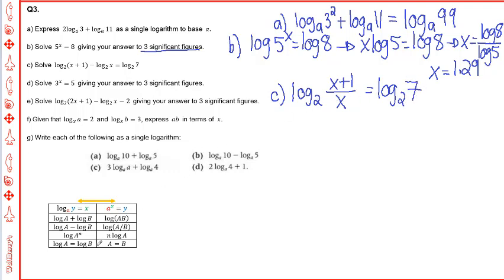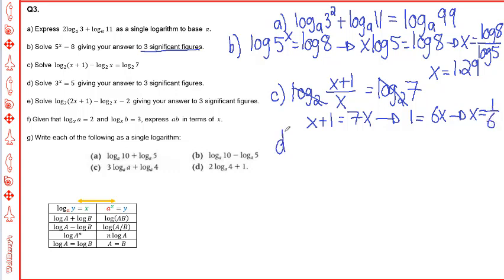Now when we have this situation, use this rule here. Log A equals log B, therefore A equals B. So logs almost cancel. So then this equals this, so we can find x. So we have x plus 1 divided by x equals 7. Multiply both sides by x, so the x goes up here. So it becomes x plus 1 equals 7x. Then subtract x from both sides. So it becomes 1 equals 6x. So therefore, x is equal to 1 over 6.